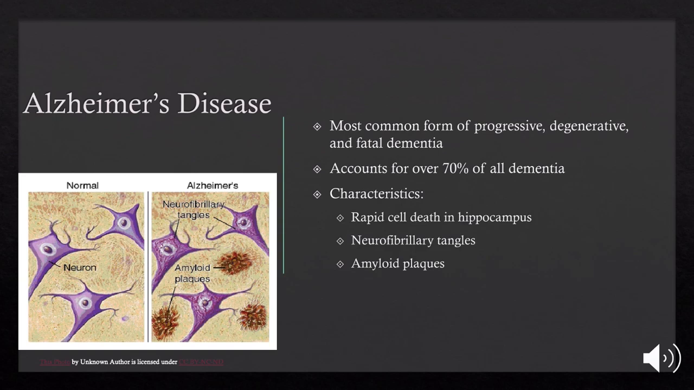Next, I want to talk about Alzheimer's disease. This is the most common form of dementia, which is fatal. It is characterized by progressive and degenerative dementia that accounts for over 70% of all dementia cases in the world. Characterized by rapid cell death in the hippocampus, neurofibrillary tangles, which are pretty much neurons wrapping themselves around one another, and amyloid plaques, which are pieces of proteins that have been degraded and broken down and are dead, but they are just in piles right next to the neurons, and they can cause damage to the neurons.